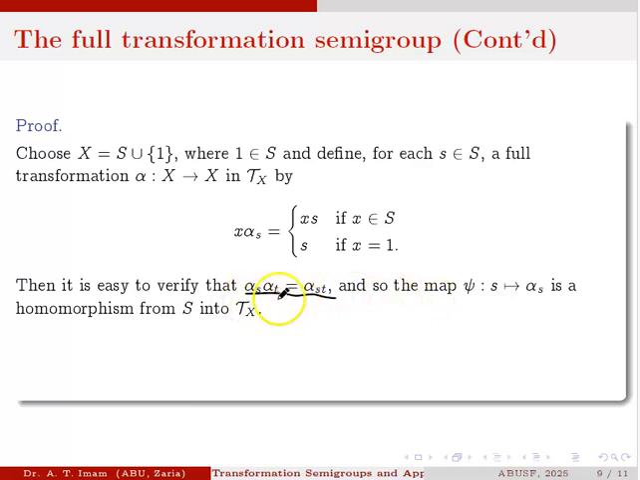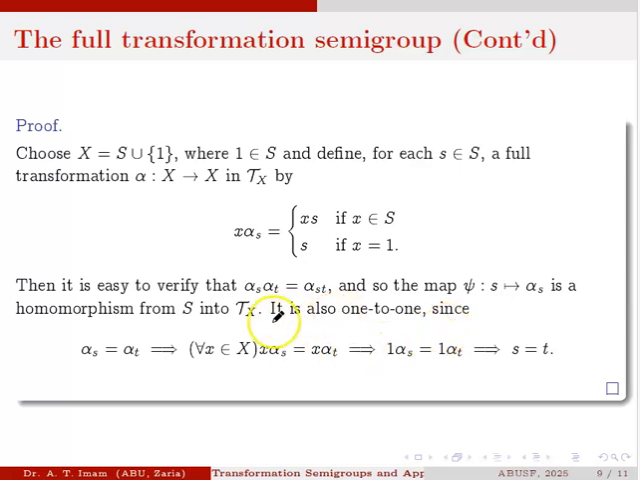And so with this, you can check that this relation holds, and this means it's a semigroup homomorphism. So the mapping sending every element s of the semigroup S to alpha_s, that is the full transformation generated by s, is a semigroup homomorphism, from the semigroup into the full transformation semigroup.